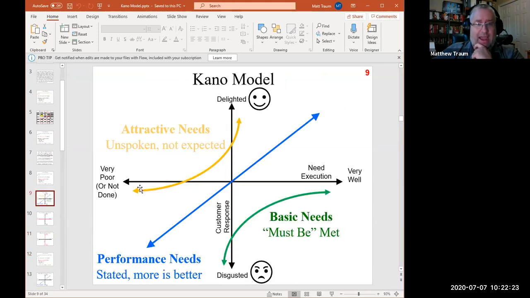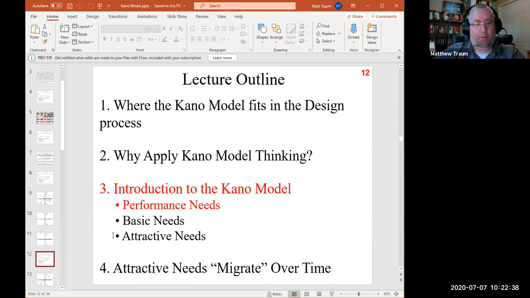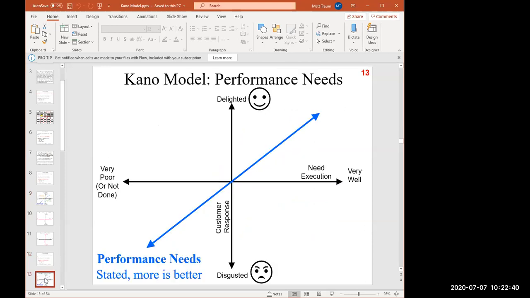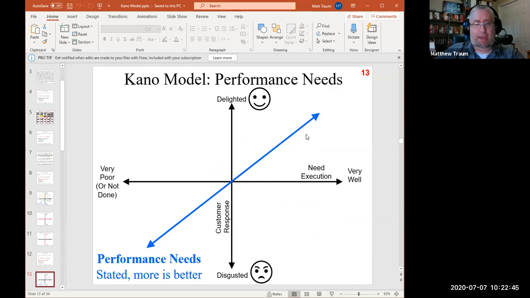two underlying axes, which I've represented here in black. And now I have to map various types of needs onto that background field. So the first one I'm going to talk about is this one that's in blue, which is called performance needs. So what I've done is just kind of isolated performance needs all by itself so that you can see where it lives on the map.